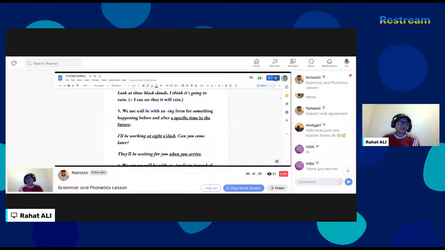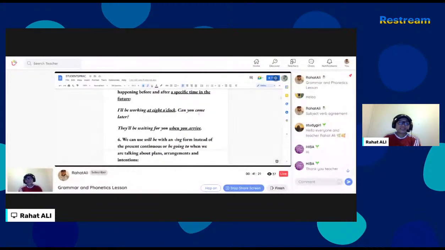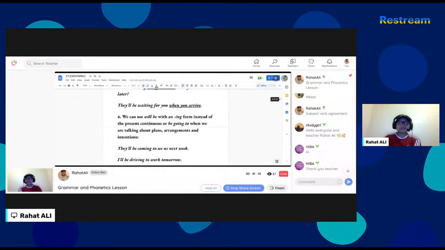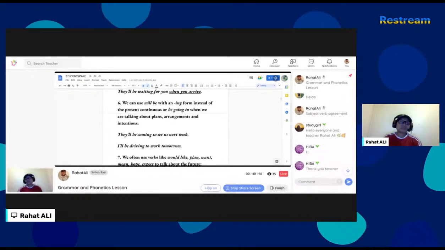They'll be waiting for you when you arrive. We can use will be with an ing form instead of the present continuous or be going to when we are talking about plans, arrangements, and intentions. They'll be coming to see us next week. And they're coming to see us next week. So they have almost similar meaning. If you remember, we explained earlier. I'll be driving to work tomorrow. I'll be traveling to Paris tomorrow afternoon.